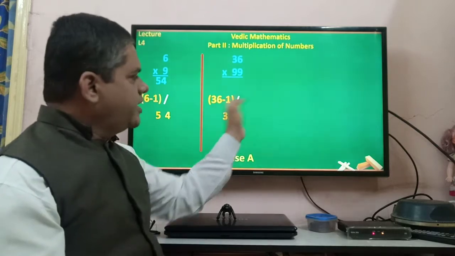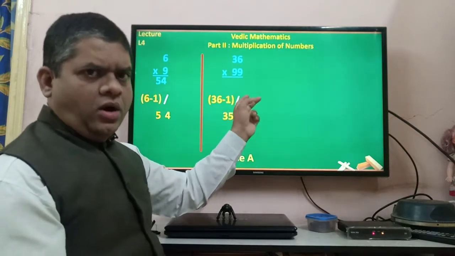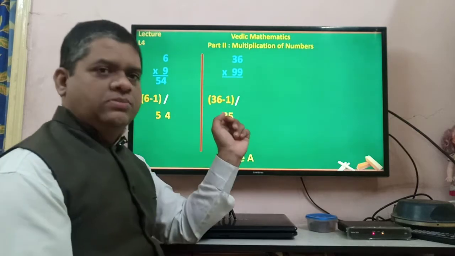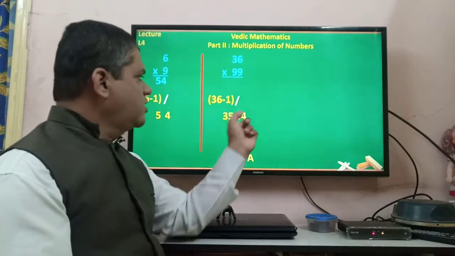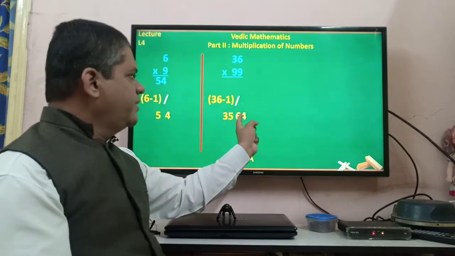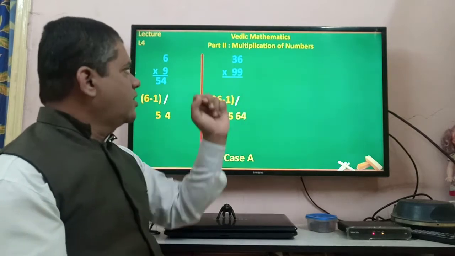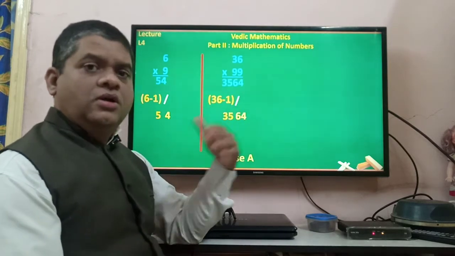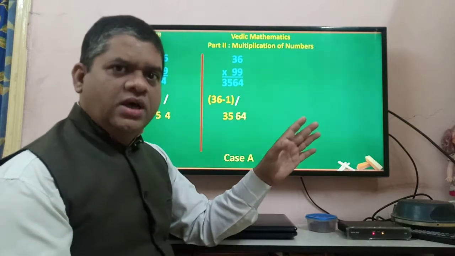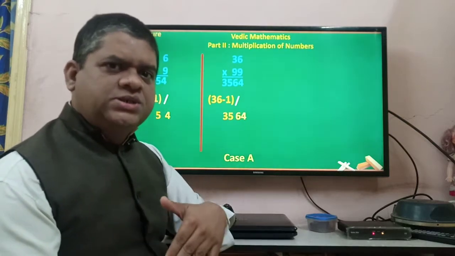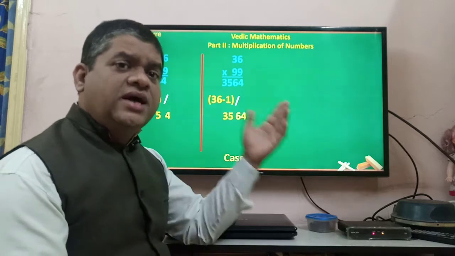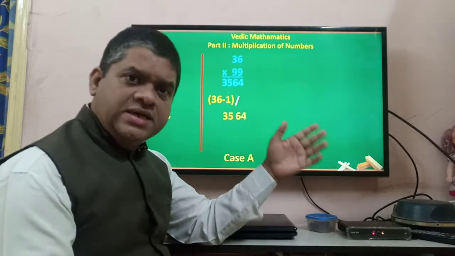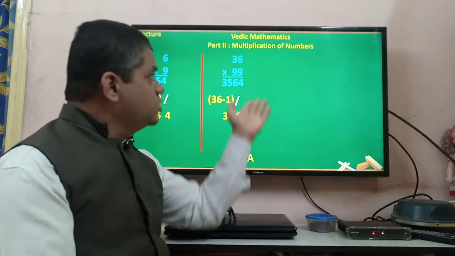And now we want to obtain the right hand side by obtaining the complement of these two numbers. So the complement of 5 is 4, the complement of 3 is 6, and we got the product 3564. Remember, we have not multiplied actually. We are simply doing addition and subtraction, and we are calculating the answer of multiplication. Isn't it great?